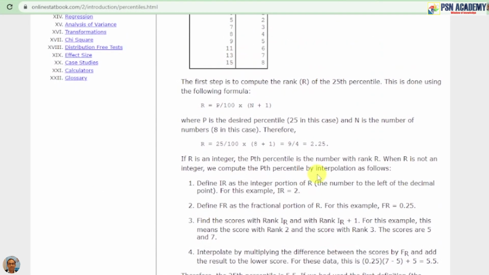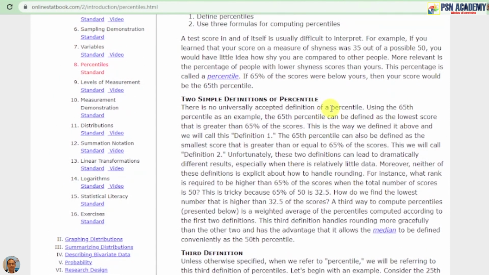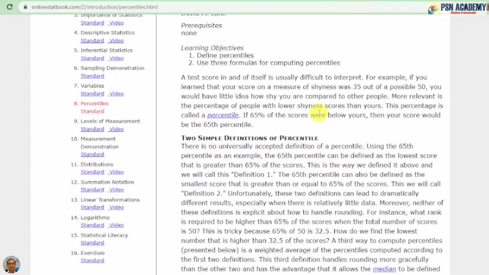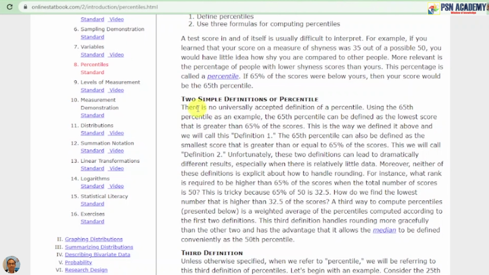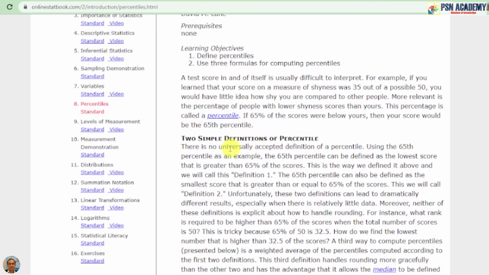and that is this. This is onlinestatbook.com, and they have mentioned 3 definitions. So don't worry about this. Let us see what they are talking about. This is a very important line they have mentioned, and the author is Professor David M. Lane. What Professor Lane has mentioned at the beginning is that there is no universally accepted definition of a percentile. So this is very, very important. Let us see what he is talking about.